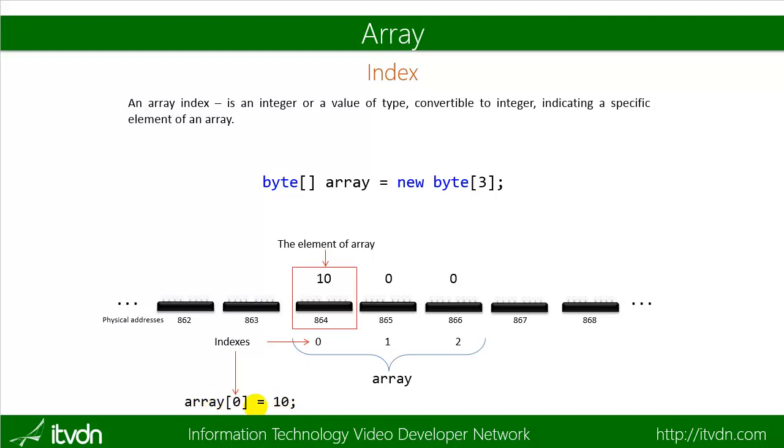Okay, so array 0 is assigned a value of 10. So you can see how it's written. First, you name the array, you call it array, then in the open and close square brackets, you write 0, meaning that you want to assign a value to this specific element.